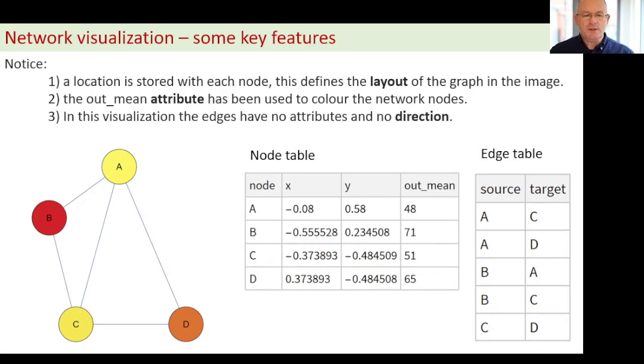So those key features are summarized here. You need a location with each node to give you the layout. You need an attribute value for the nodes, which is outMean. And in this case, the edges have no attributes, and although there's an implied direction, we've not drawn a direction on the plot.